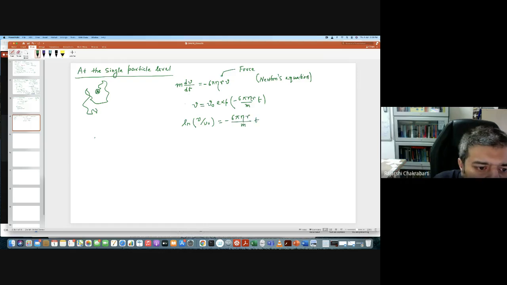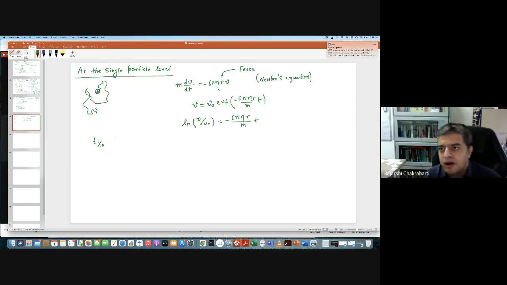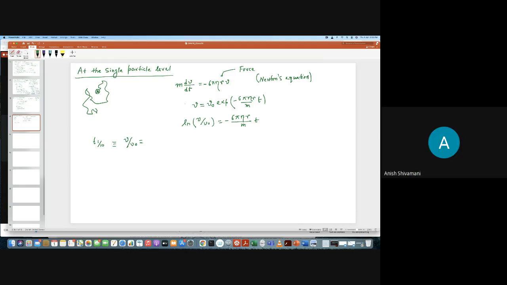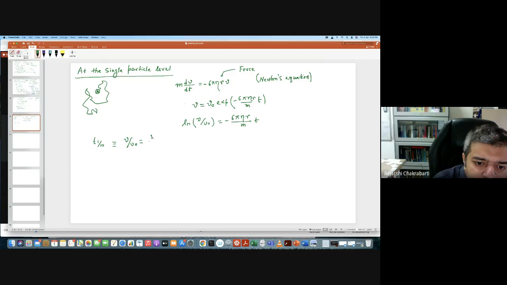So I want to calculate t 1/10, the time taken for the particle to start with the velocity v0 and for the velocity to become v0 by 10. So what is then the ratio v by v0? Basically it means v by v0 is 1 by 10, isn't it? So if I put it here, it is going to be ln 10.